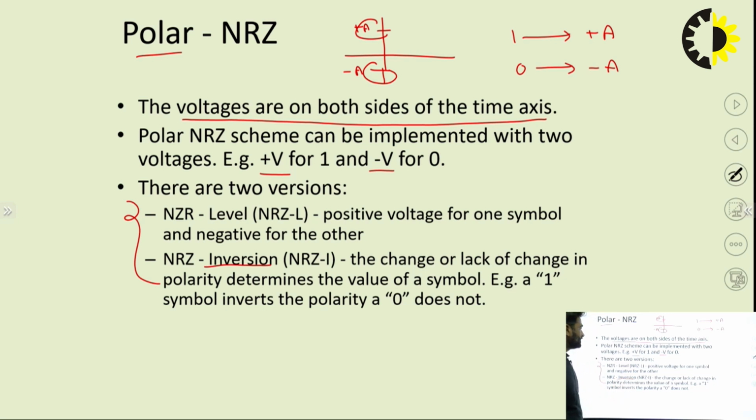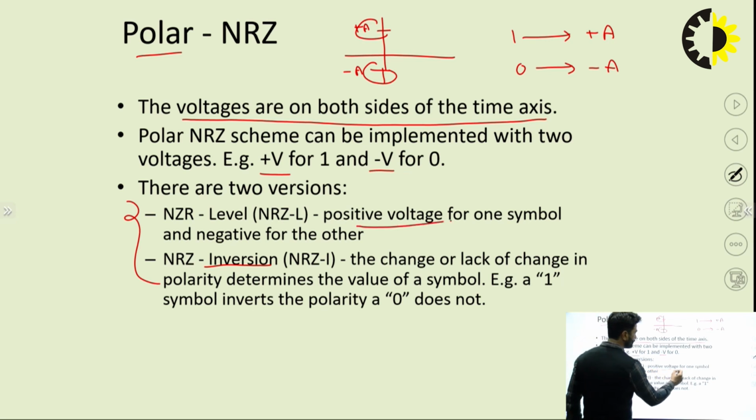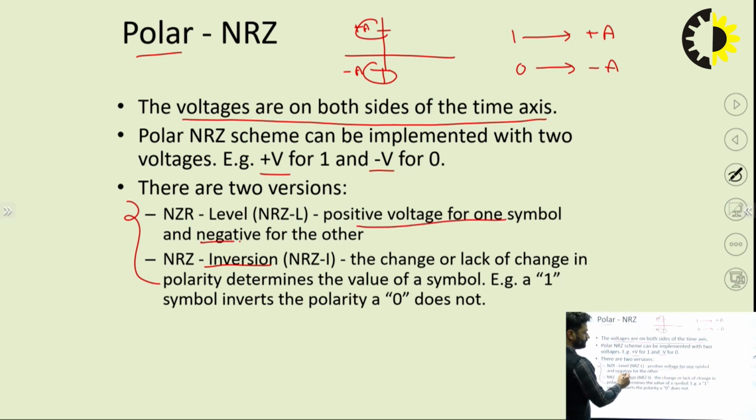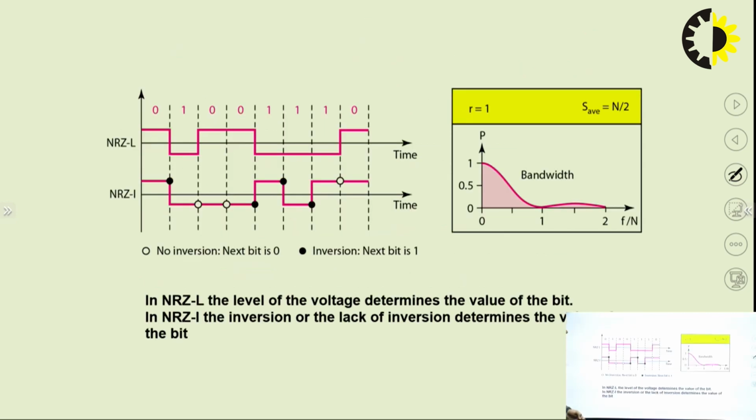In NRZ-L, positive voltage for one symbol and negative voltage for the other, whereas in NRZ-I, the change or lack of change in polarity determines the value of the symbol. Example: 1 symbol inverts the polarity of A, 0 does not. I will explain that in the next slide.